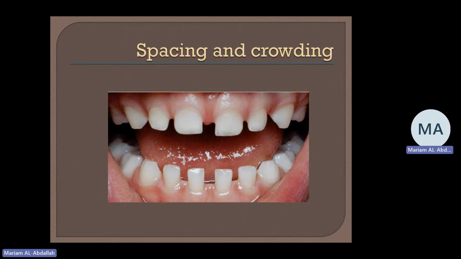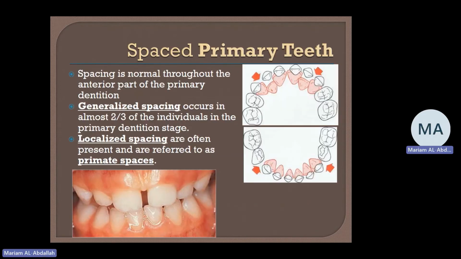Right, spacing and crowding. It's important for you to know that during the deciduous dentition, it's normal to have generalized spacing, and it's also normal to have specific spaces that are located distal to the lower C's and mesial to the upper C's, and we call these primate spaces. So these are spaces in addition to the generalized spaces. And this is normal, because we need some space to accommodate the wider mesiodistal width of the permanent teeth compared to the deciduous teeth.